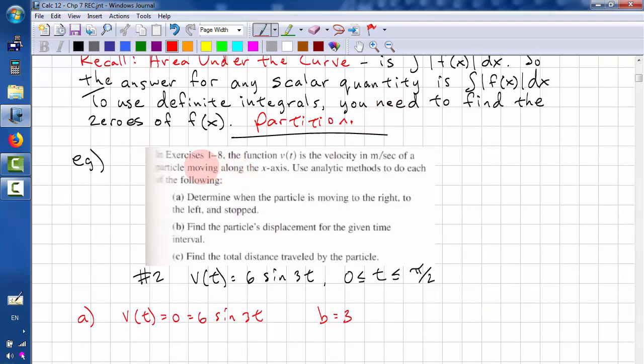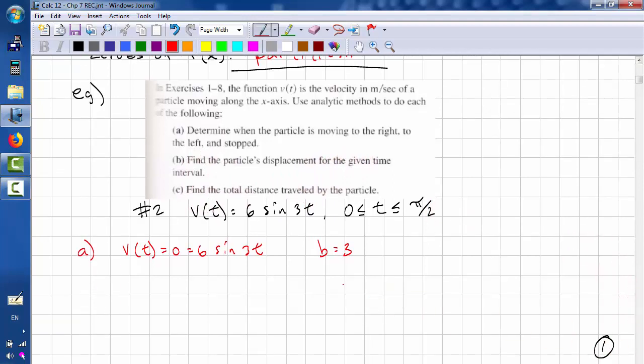Okay, here's an example. Exercise 1 to 8, we're doing number 2. We're given the function v of t as the velocity in meters per second of a particle moving along the x-axis. Use analytic methods to do each of the following. Determine when the particle is moving to the right, to the left, and stop. Find the particle's displacement for the given time interval. Find the total distance traveled by the particle. And for number 2, we have v of t is 6 sine 3t, for the period 0 to pi over 2.